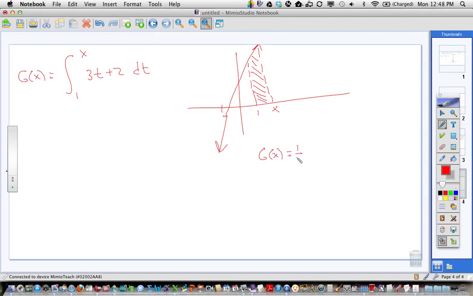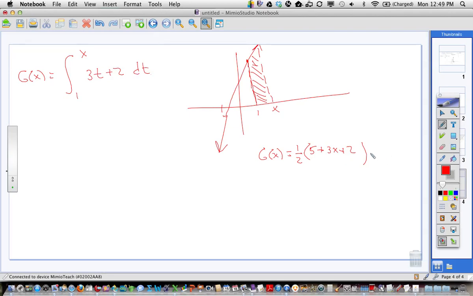Well, it's a trapezoid, so it's 1/2. Now, what are my bases? The only difference between this one and the other one is the one went from 0 to x, and this one goes from 1 to x, right? So what's my left-hand base here, the one going up here on the left? That's 5, right? You just plug a 1 into the function, and you get 5, right? Plus, and then what's my right-hand one? 3x plus 2 again. Again, I take x and I plug it into the function. I plug it in for t, and that's 3x plus 2.